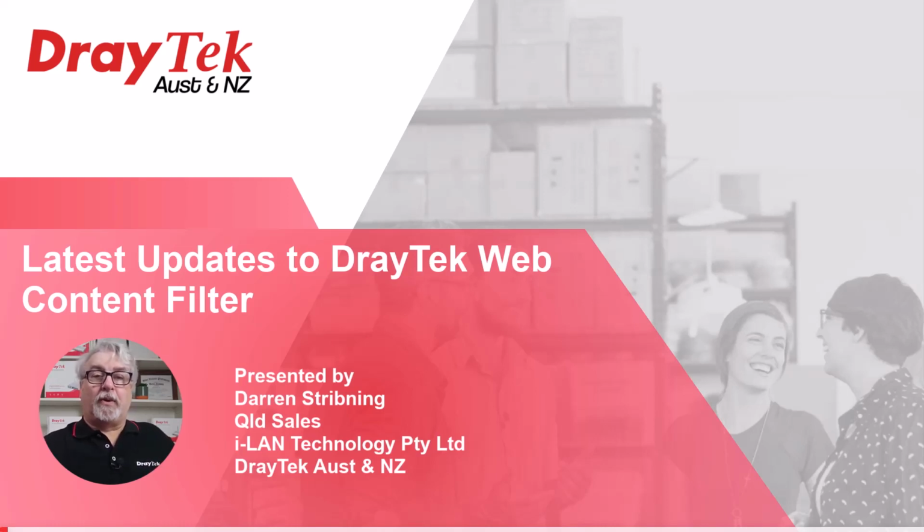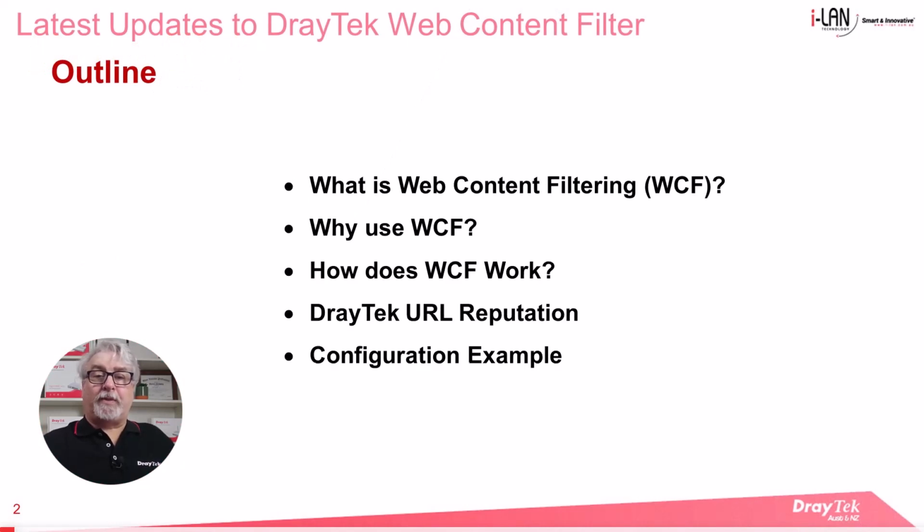In today's webinar, we'll look at the latest updates to the DrayTek Web Content filter, which is a firewall feature available in most DrayTek router products. We'll first look at what is meant by web content filtering, which is often abbreviated to WCF. Then we'll look at why we might need to use it and how it works. We'll then look at DrayTek's latest version of WCF called DrayTek URL Reputation, and we'll go through the configuration steps.